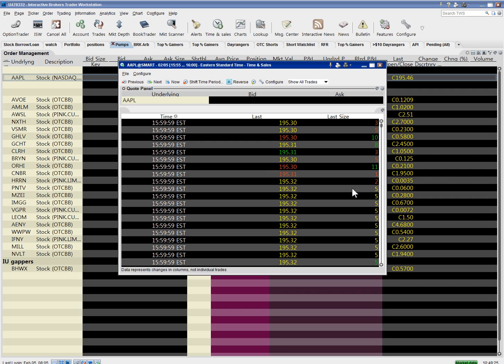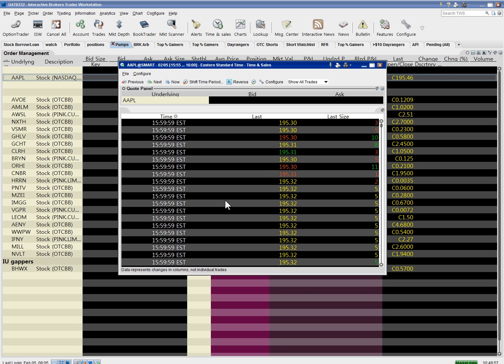One thing I should point out about Interactive Brokers, one thing I hate, everybody else hates, is that their time and sales is not a true tick by tick or trade by trade time and sales. It looks at every time there's a change, and here I only show the last size and time, but every time there's a change in bid, ask, or the size on the bid or the ask, it shows up in this time and sales. I don't like it that much.